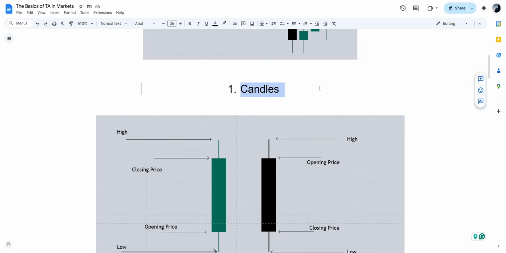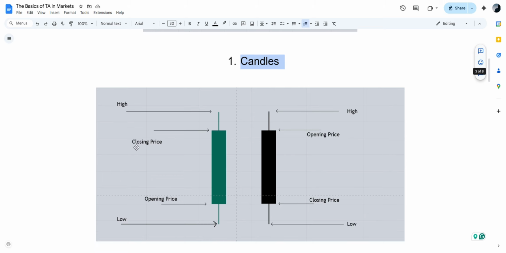So let's start with the first topic, candles. There are two types of candles, the bearish candle and the bullish candle. This one is a bullish candle, this one is a bearish candle. The reason this is called a bullish candle is because the candle opens here and closes here, meaning the price closed above, the price is increasing. This indicates the price is going upside.